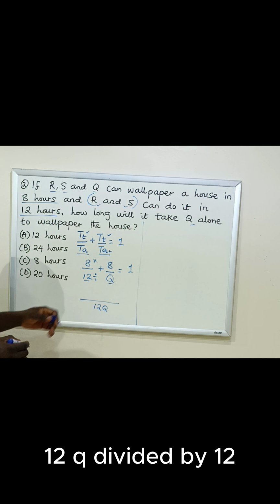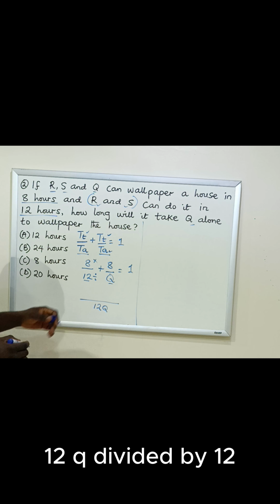We are going to look at question 2. Question 2 is a little bit tricky, but they are all easy questions. For you to be the best, you must be able to solve the best questions. This question says, if R, S, and Q can wallpaper a house in 8 hours, and R and S can do it in 12 hours, how long will it take Q alone to wallpaper the house? We have the options: A, 12 hours, B, 24 hours, C, 8 hours, and D, 20 hours.